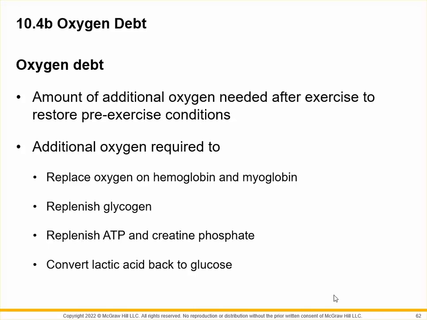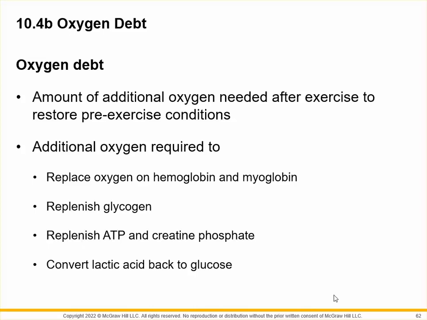This is why when somebody runs to third base for a stand-up triple, when they get there, they're panting. And the reason is because they're trying to bring in that extra oxygen. They're replacing the oxygen that was used off the hemoglobin and the stored oxygen in the muscles, the myoglobin. We use it to replenish the glycogen, to replenish the ATP and the creatine phosphate, and to convert lactic acid back to glucose so that we can reuse it later.